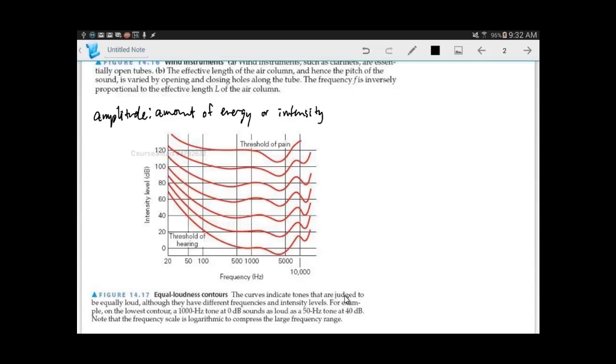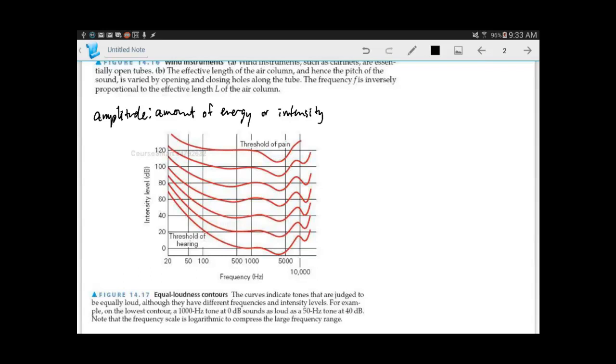Fletcher-Munson curves. Have you guys seen these before? Okay. So basically what it's showing is that how loud or intense a tone sounds depends on both the intensity and also the frequency. And so for different frequencies, it's going to sound different even if it has the same amplitude.